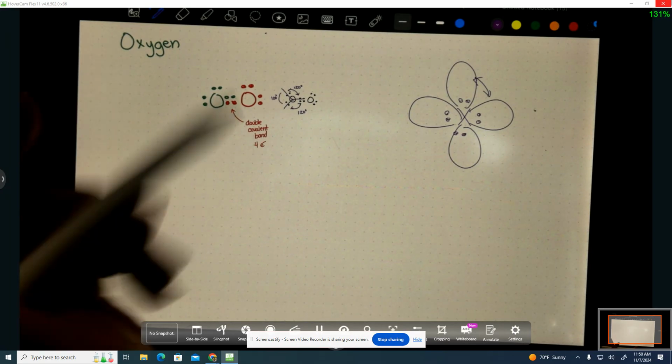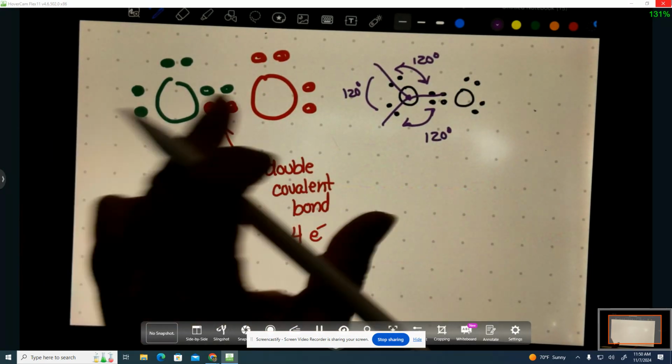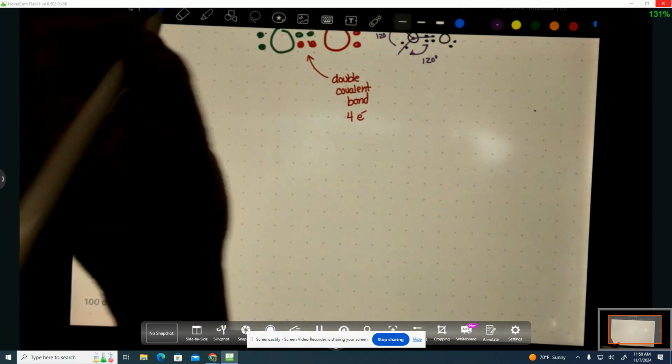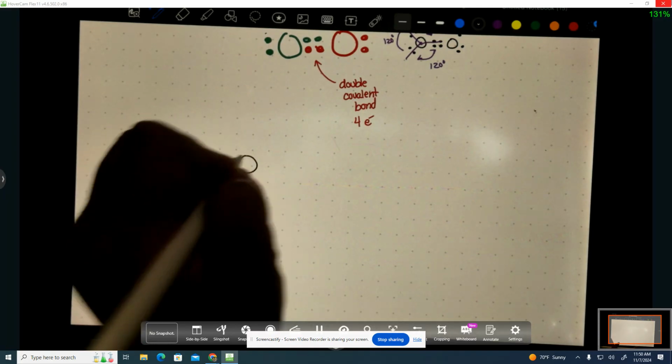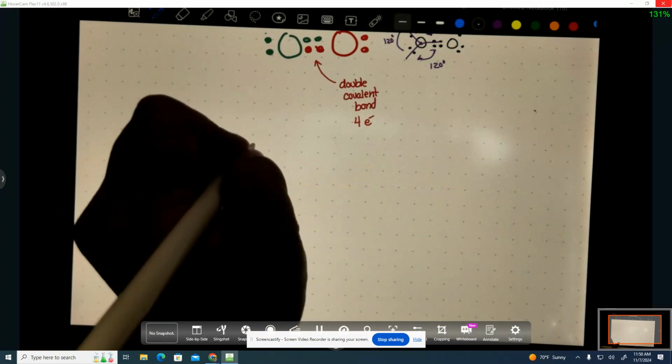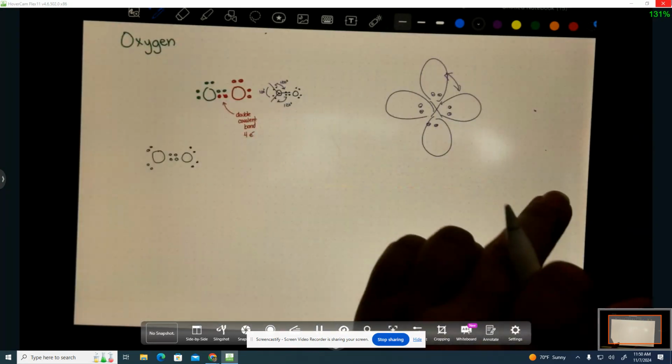Now, oxygen has a double covalent bond. It's got 2 non-bonding pairs of electrons. And so when I'm going to draw it, I'm going to draw oxygen, oxygen, and then I'm going to put my non-bonding pairs of electrons out here. Good to go? Okay, let's do nitrogen now.